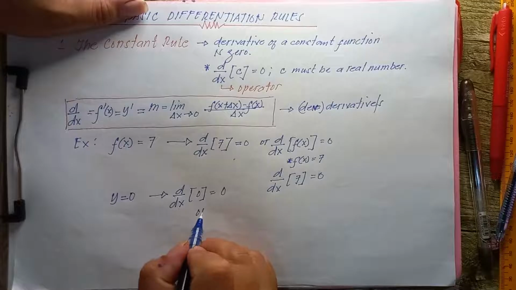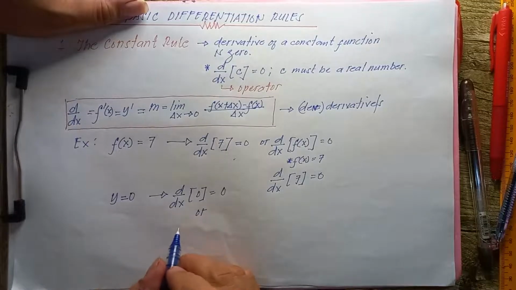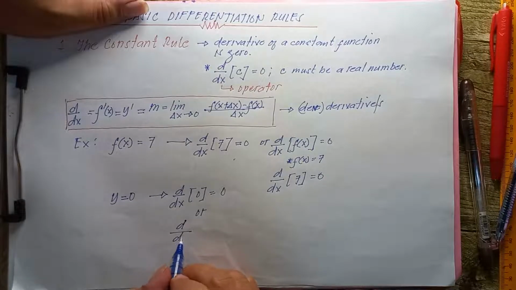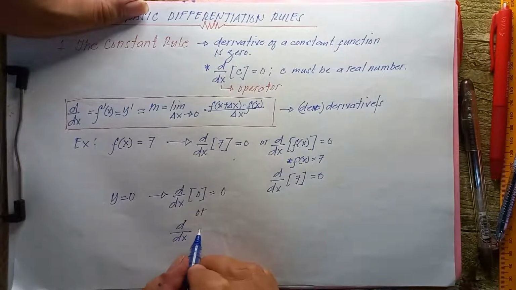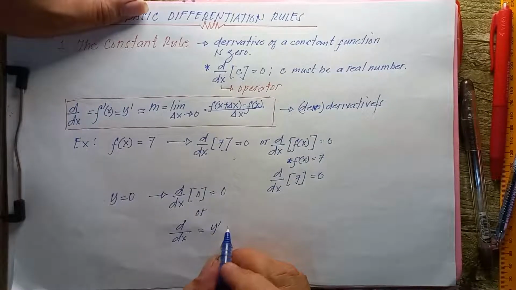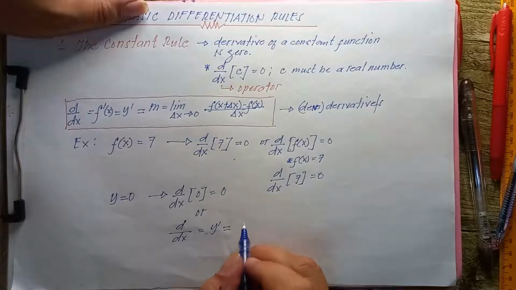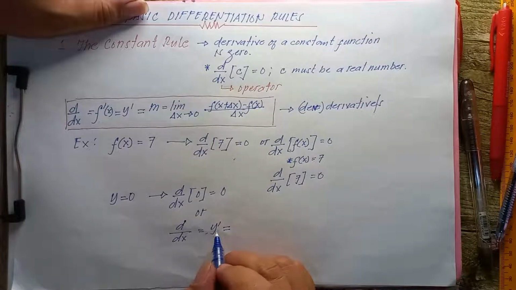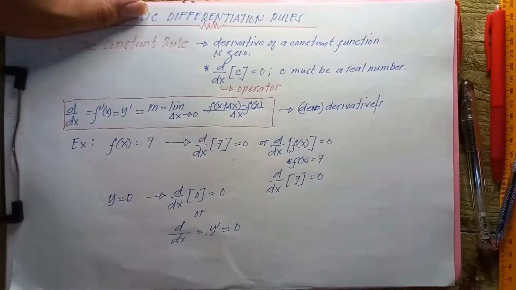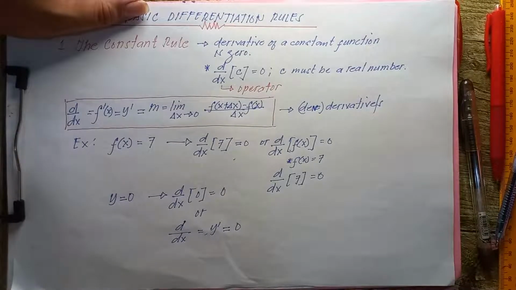Or, shall we say or? This can be written as what? The derivative is... The derivative d over dx can also be written as what? y prime. Okay, y prime. So if we say y prime, that is the same as the derivative of y, which is equal to 0. Okay, so that is the same as 0.